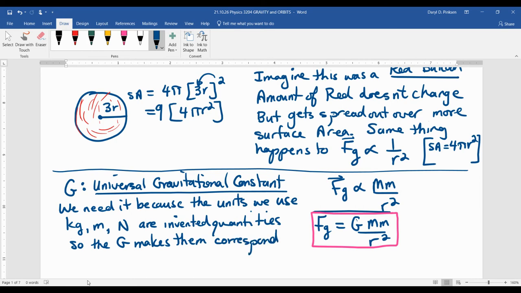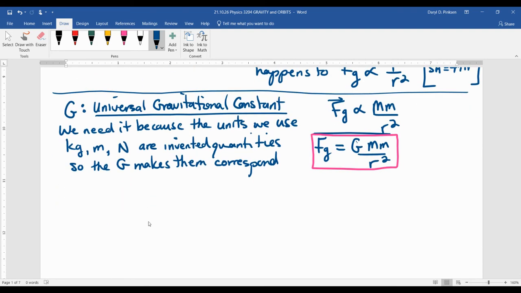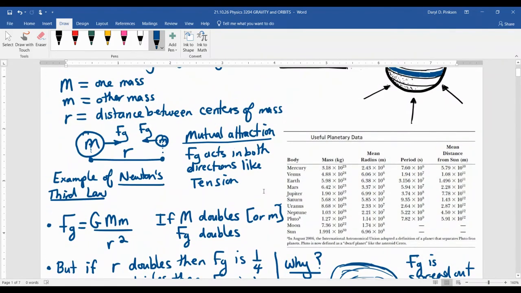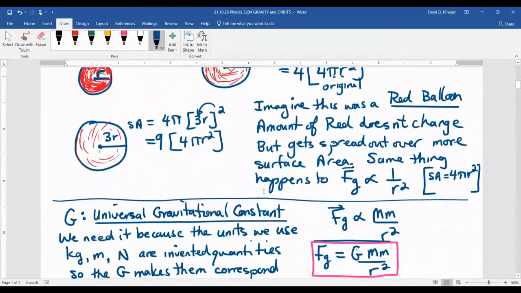If we were using a different system of measurement, the G would be different. So there are different measurement systems. If we weren't using the metric system, this number would be completely different. And by the way, it's 6.67 times 10 to the negative 11. That's what we need. It's 6.67 times 10 to the minus 11.